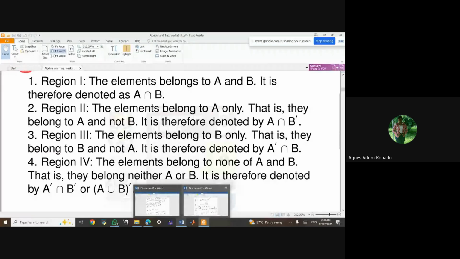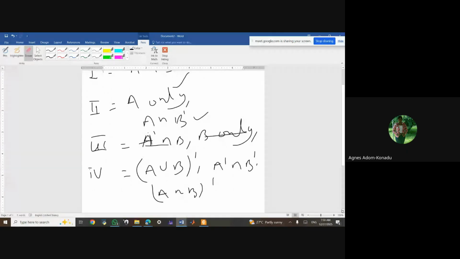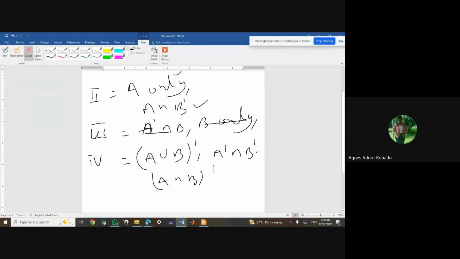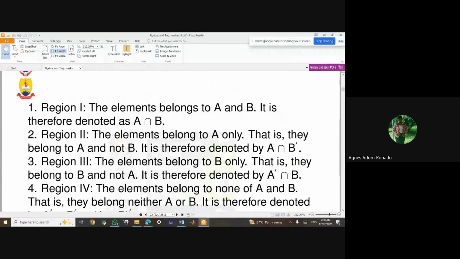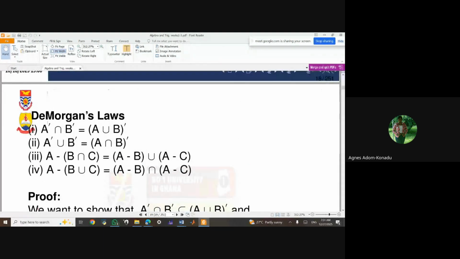So it is not in A, it's not in B. So it is in (A union B) complement. And from De Morgan's law, we saw that (A union B) complement is the same as A complement intersection B complement. So the first two are correct.